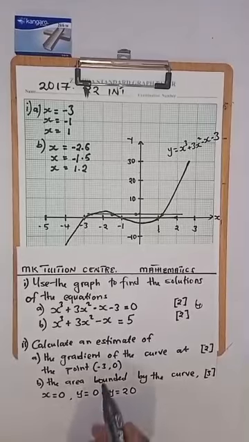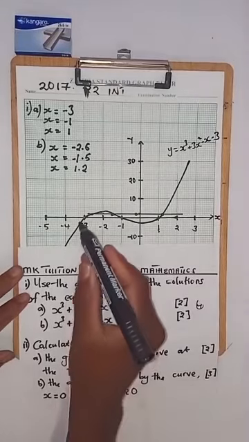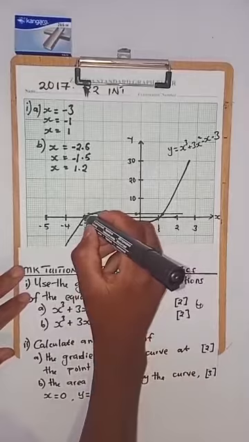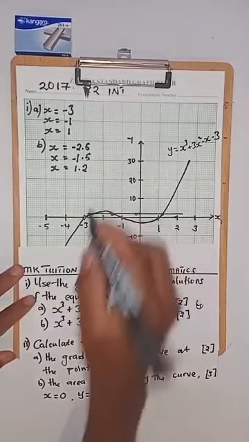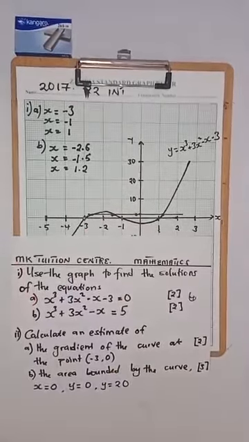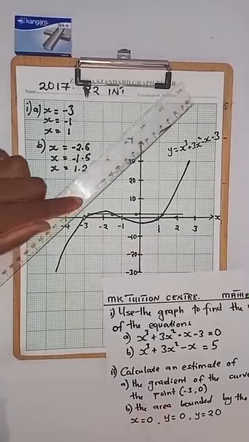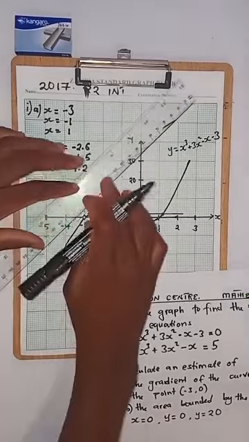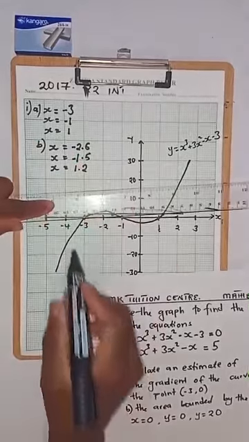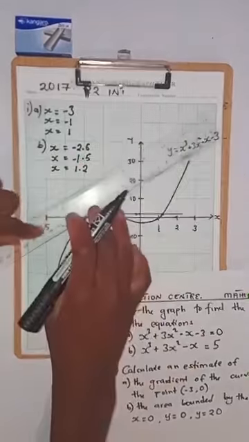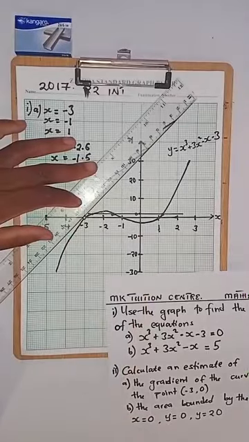Now where is negative 3, 0? So we have negative 3 here, 0, just right there. So now after identifying the point, you are going to draw a line that is only touching the curve at one point. Don't let your line go like this, because it's going to cut here, here and there, but just touch that point you have been given.